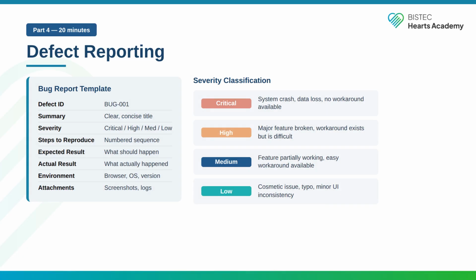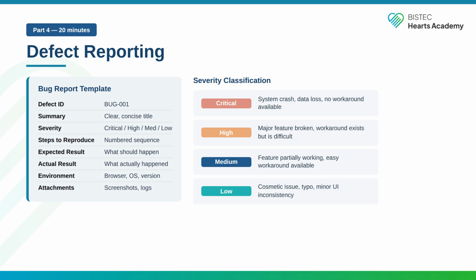Part 4 is where your value as a QA engineer becomes most visible. A well-written defect report is the single most impactful artifact you produce. The defect ID is a unique identifier, BUG-001, BUG-002, and so on. In real projects, this is auto-generated by your bug tracking tool, such as Azure DevOps, Jira, or Bugzilla.